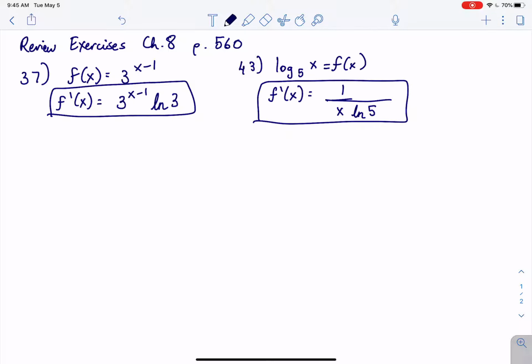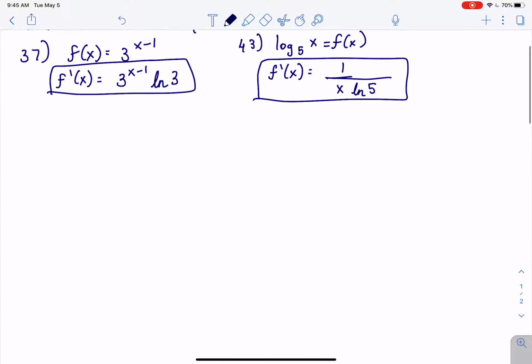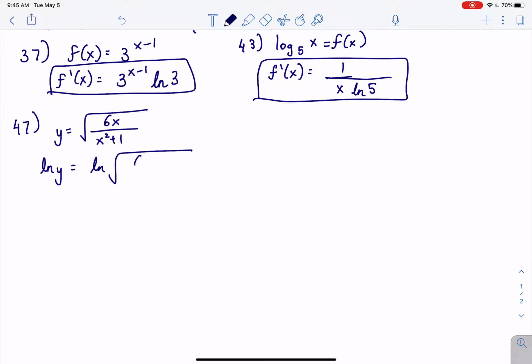Then we have some logarithmic differentiation we can do. So 47, this is y equals the square root of 6x divided by x squared plus 1. In logarithmic differentiation, the first thing we do is we take the log of both sides. And then we start simplifying that log expression. So we have the log of all of this. Well, this is 6x over x squared plus 1 raised to the 1/2. So I can bring the 1/2 down.